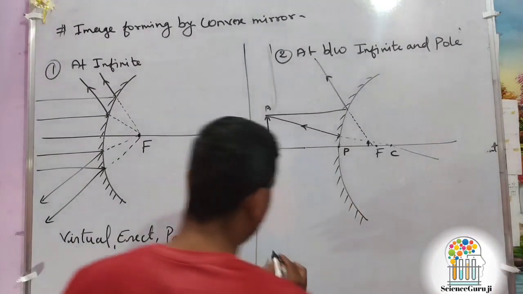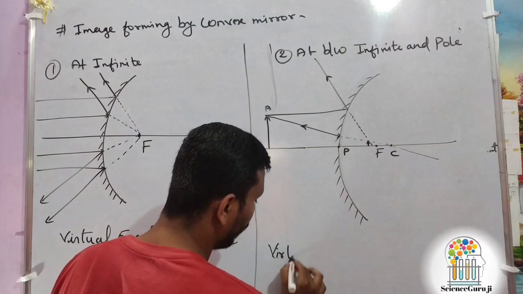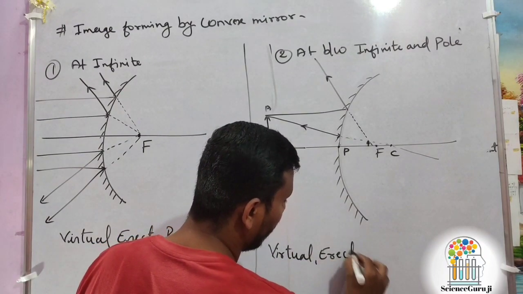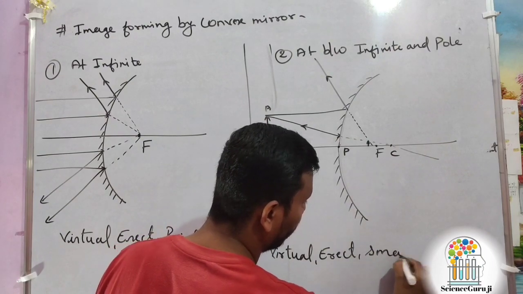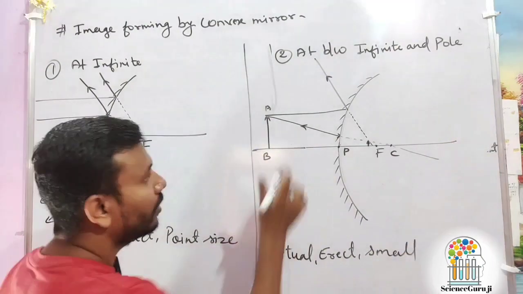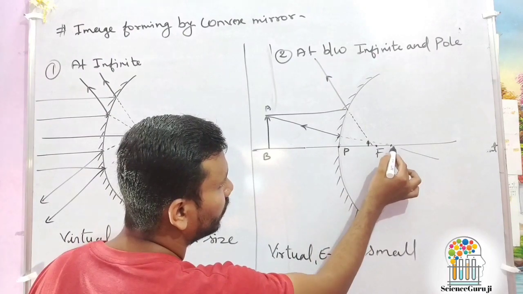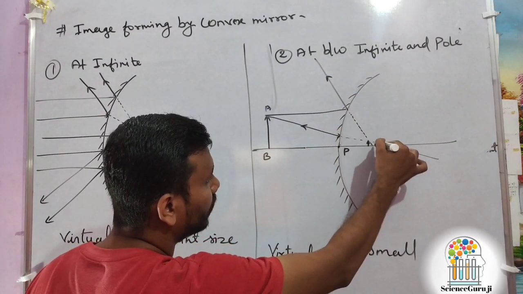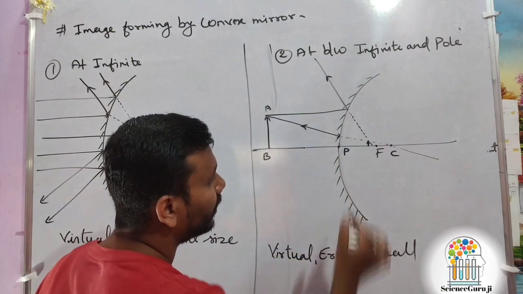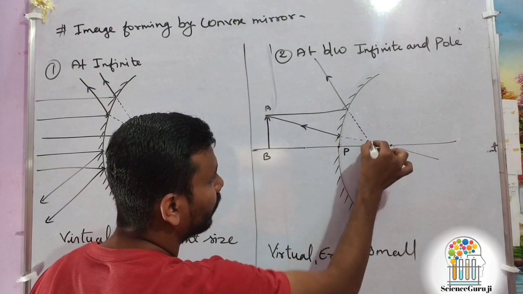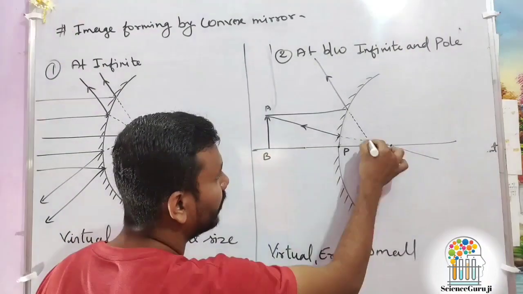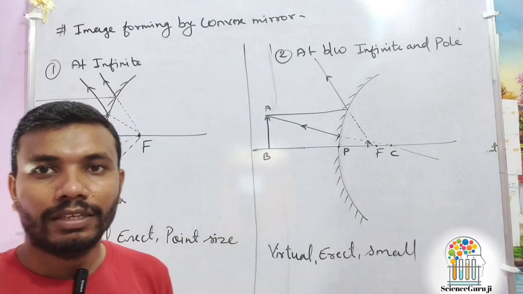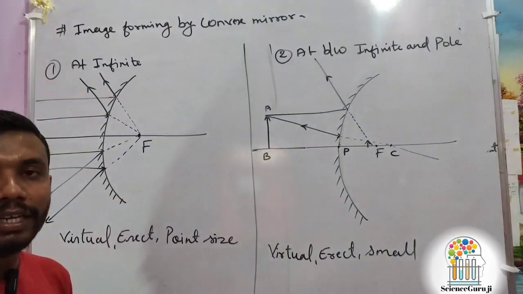So here the nature of the image is virtual, erect and small. One more light goes to the center of curvature, and one more light beam is coming to the focus. They intersect at a point, and at this point the image gets formed. Okay, maybe these two conditions are clear to you.